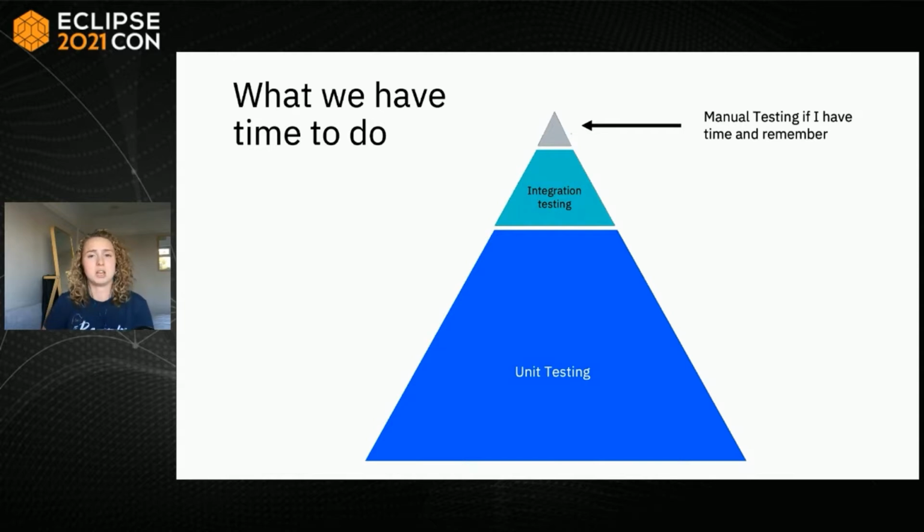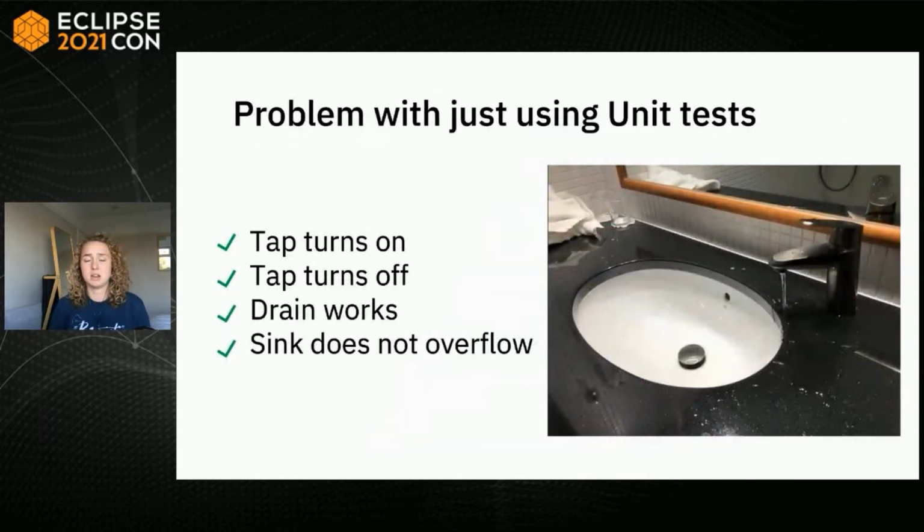But the problem with this type of pyramid is that you get something like this. If we were to just test our applications with unit tests, we'd get a scenario like the picture you see on the right. In this picture, we've got four unit tests: the tap turns on, the tap turns off, the drain works, and the sink doesn't overflow. But actually, it's a bit of a rubbish sink. I can't even get my hands under to wash my hands. The water isn't flowing into the basin like it was intended. So although the unit tests all pass, what should have been done is some integration or perhaps system testing to show that there are still issues with this particular system working as a whole.